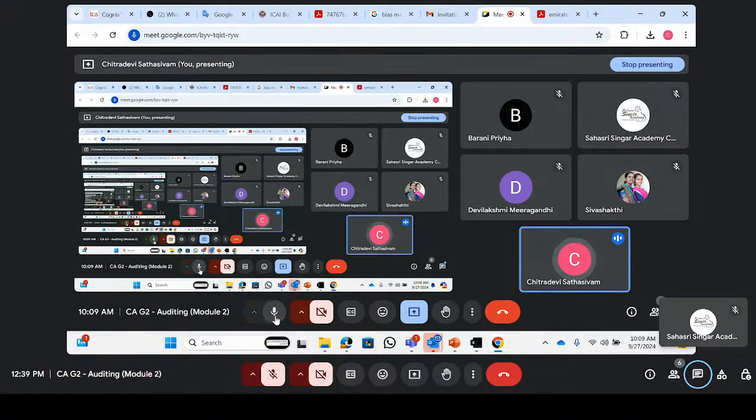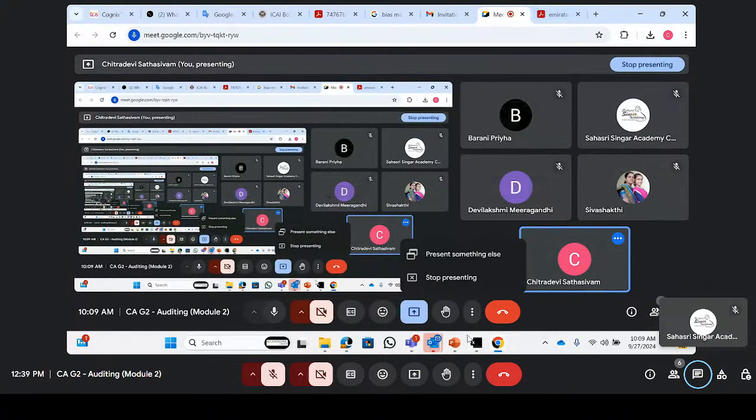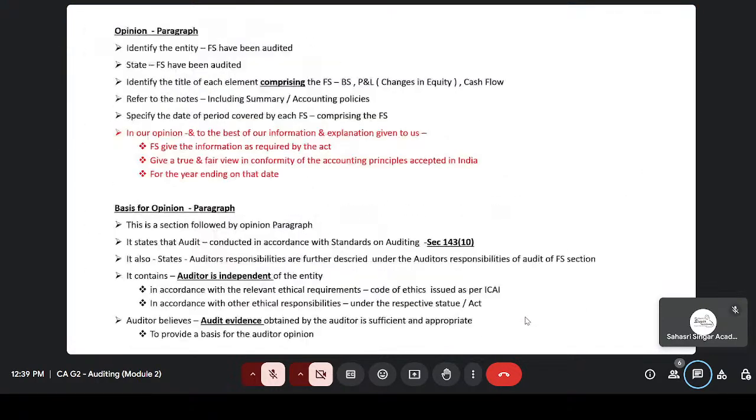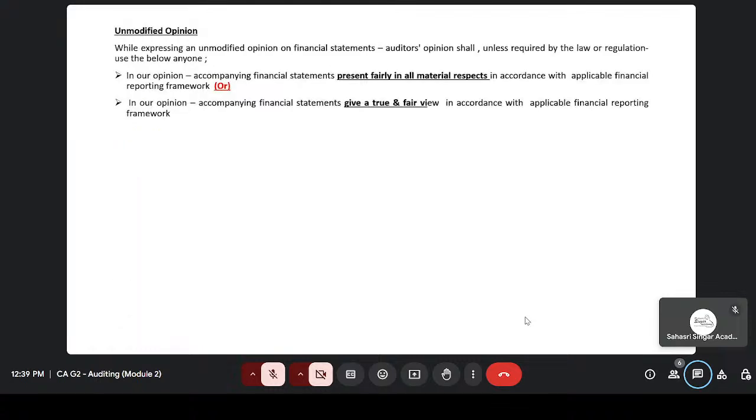Okay, we'll start actually. Because the time is running, I don't want to waste the time of you all. So we were talking about the opinion paragraph and the basis for opinion paragraph. Before that, there is one point we should keep in mind. When you are expressing any unmodified opinion, this could be a 2-mark question, like a true or false, or even an MCQ one-word question.